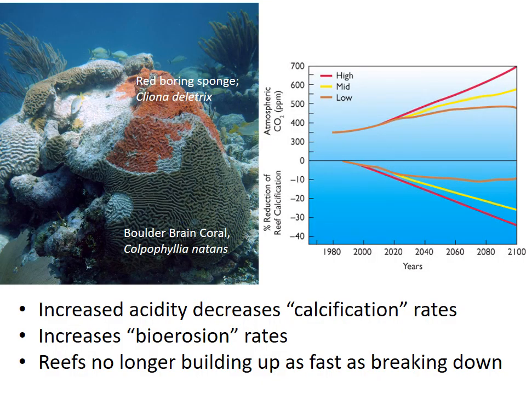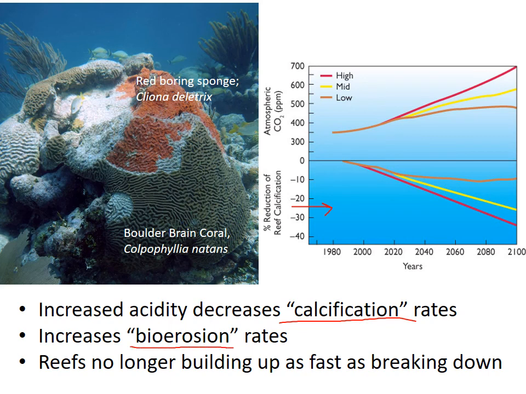So the negative effects of carbon dioxide on coral reefs manifest in different ways. One of them is decreased calcification rates, which means that the corals are not able to form their calcium carbonate skeleton as fast, so they're not able to grow as fast. And so this diagram here shows reduced calcification rates predicted as time goes on and CO2 concentrations in the atmosphere increase. So reduced calcification rates are interacting with increased bioerosion rates.